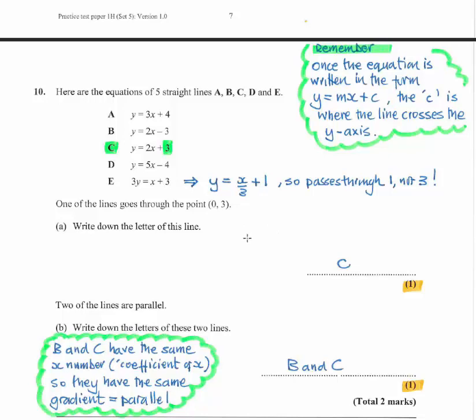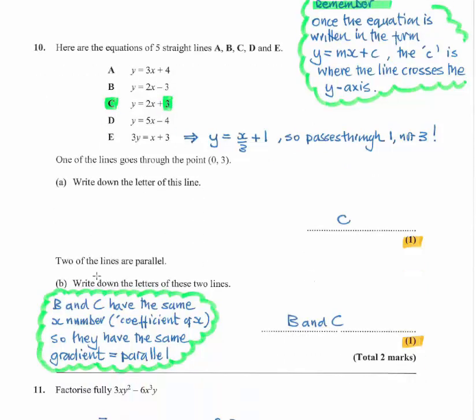So the one that crosses the y-axis, which is where the x number is 0, at 3 is going to be C, because it's that number there, 3. Two of the lines are parallel. Write down the letters of these two lines.